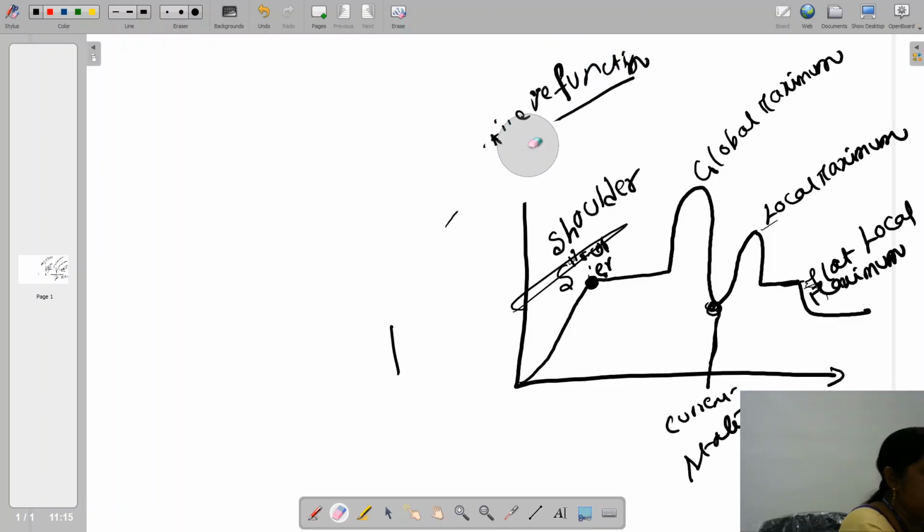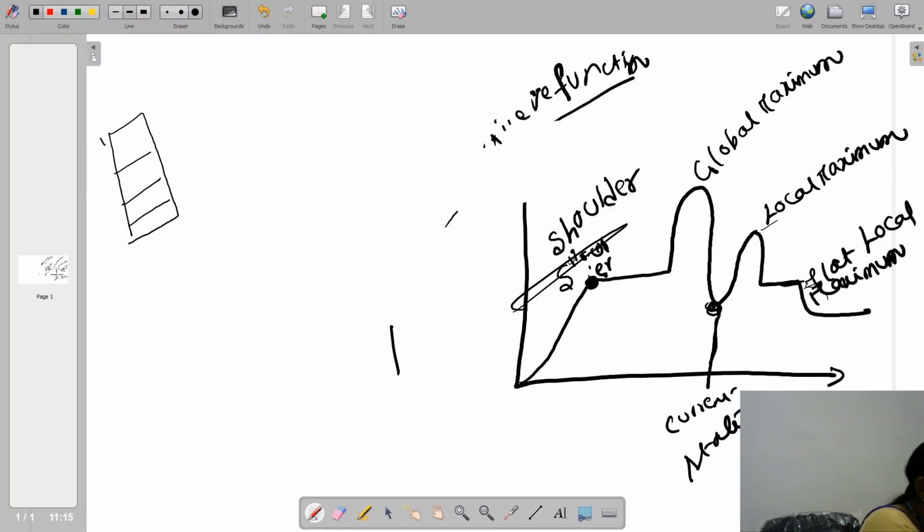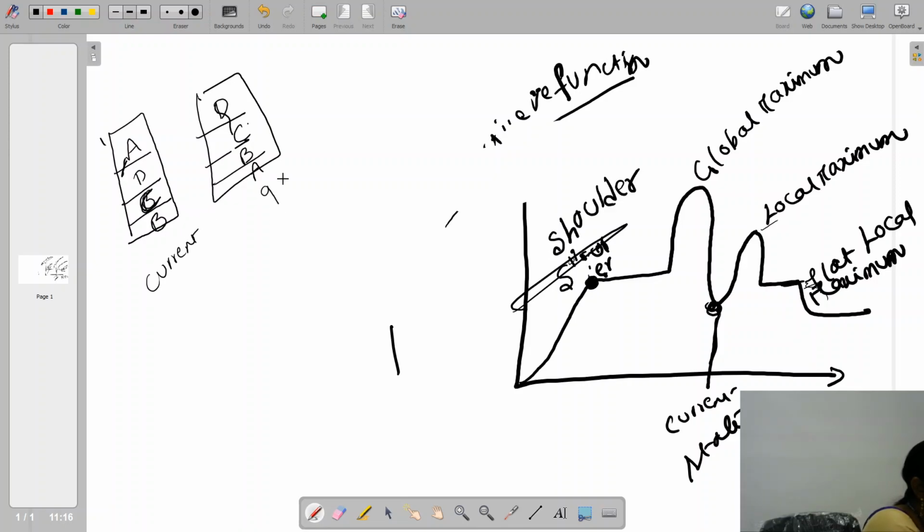Okay, now here I have a problem. I have a current state and a goal state. What is the current state here? I have the blocks with A, D, B and C and B. This is my current state. What is my goal state? The goal state is D, C and B, A. This is my goal state.